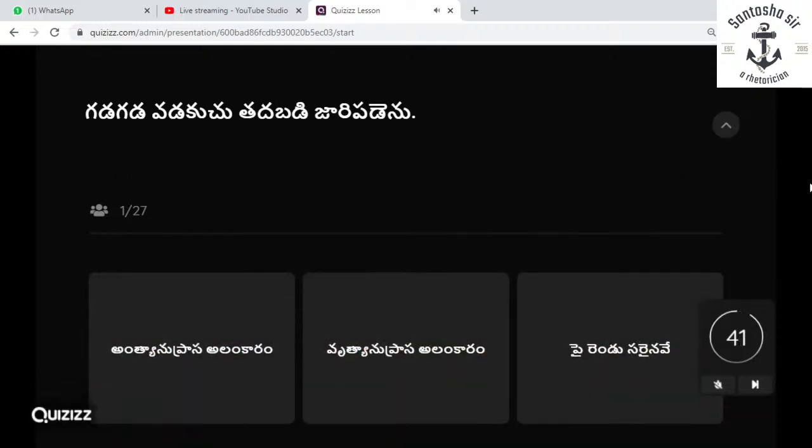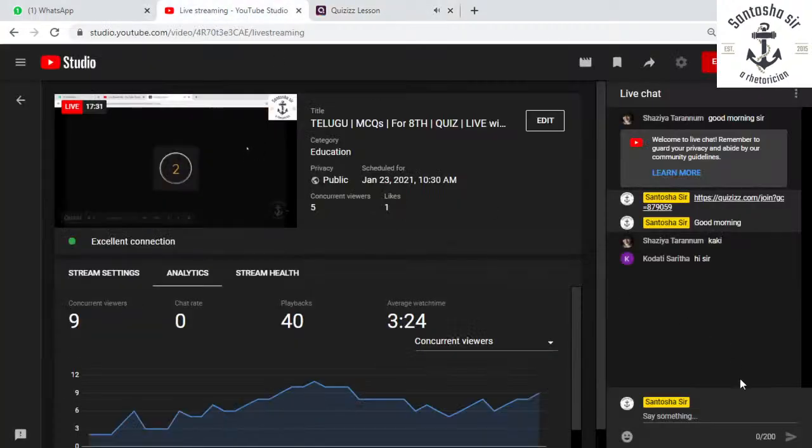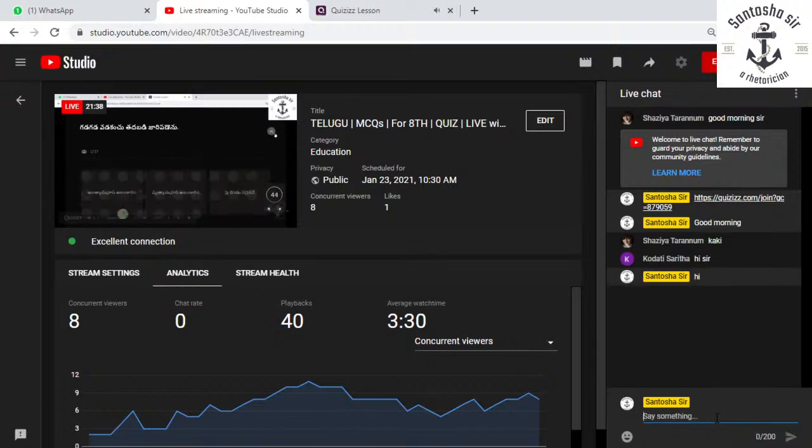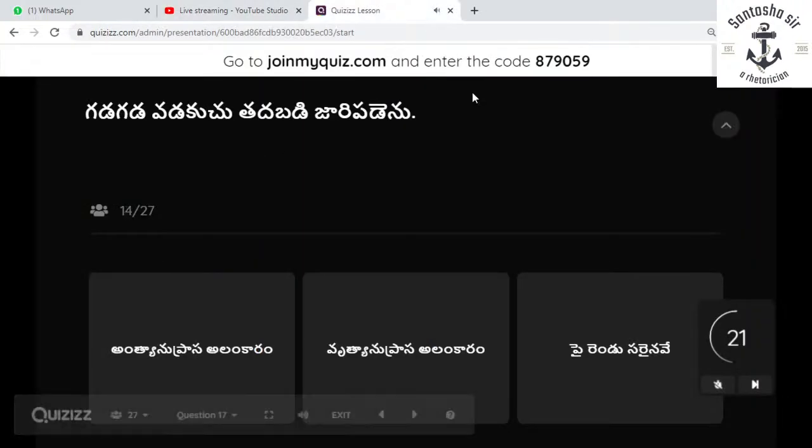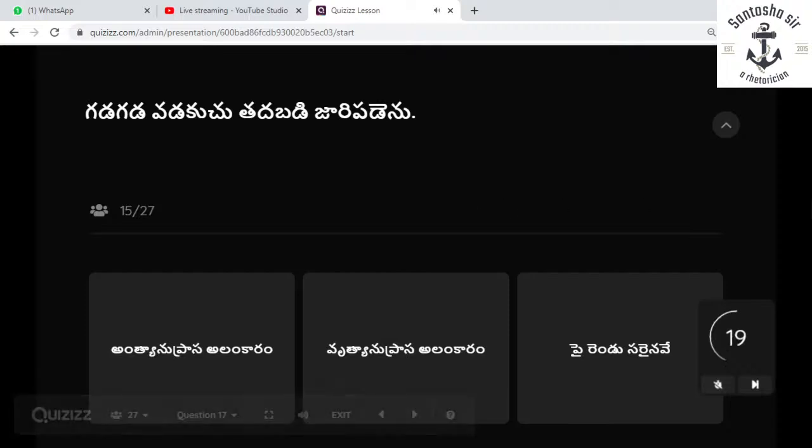Gada gada vadakuchu tadabadi jari padenu. You need to find out the alankaram of the given phrase. Gada gada vadakuchu tadabadi jari padenu. 10 seconds more.